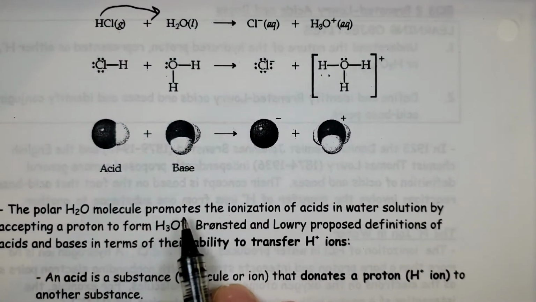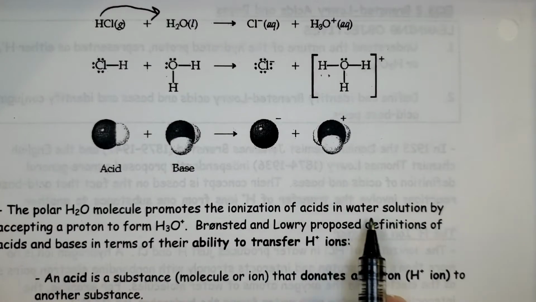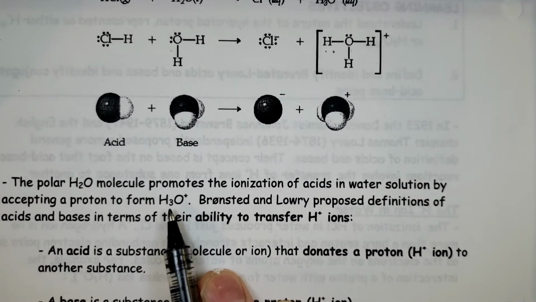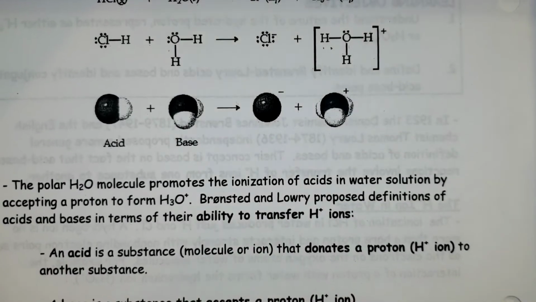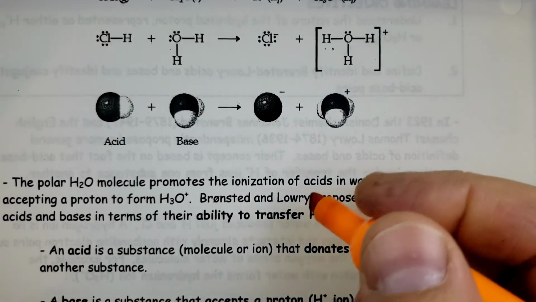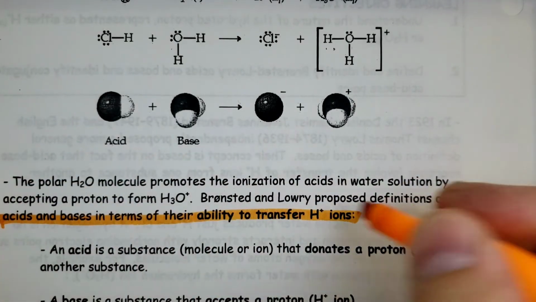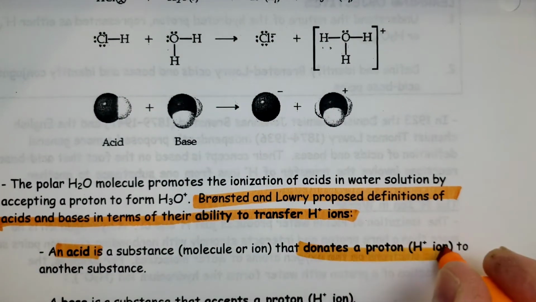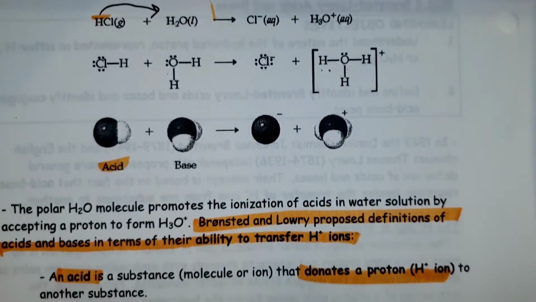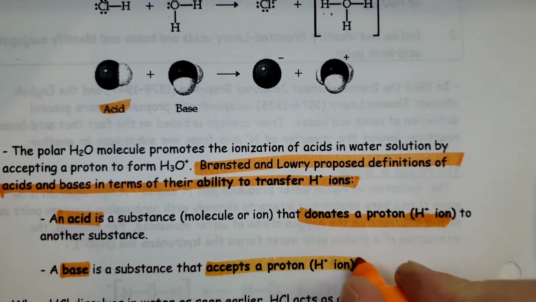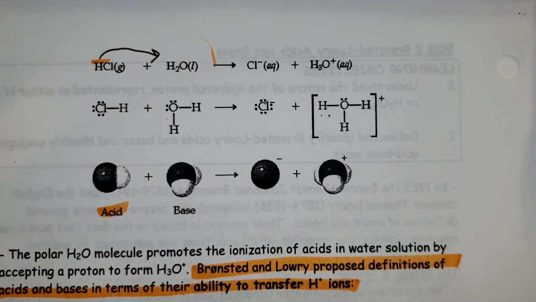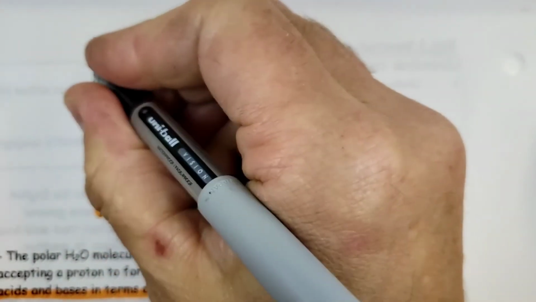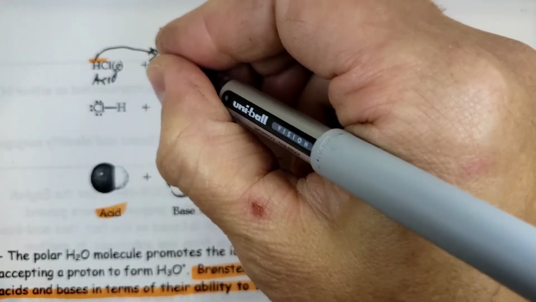The polar H2O molecule promotes the ionization of acids in water solution by accepting the proton to form H3O plus. Therefore, Bronsted-Lowry proposed definitions of acids and bases in terms of the ability to transfer H plus ions. An acid is something that donates, so over here it donated, it released the H to another substance, and a base is something that accepts the H plus ion. Over here, this is the acid because it gave up the H, and then the H went to the water molecule, so that's acting like a base because it accepted it.